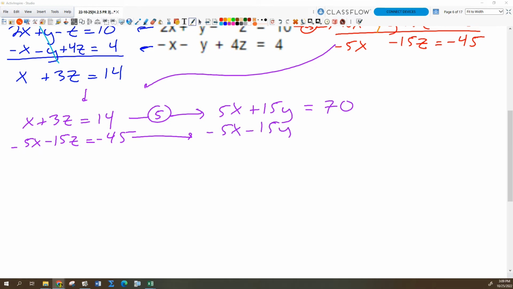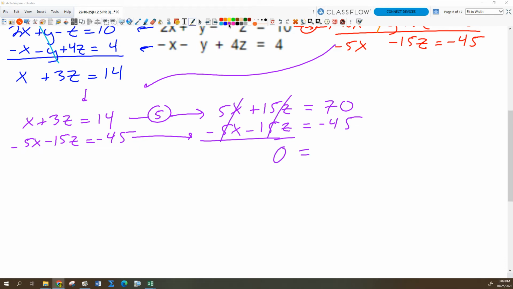Negative 5x minus 15y. Why did you change it? Look at it, it's z, not y. Oh, you're right. What am I doing? I got so excited there. Sometimes they get really excited about these things. It's like, why are we still here? I'm just happy. Okay, and yeah, sure enough, the x's cancel, the z's cancel.